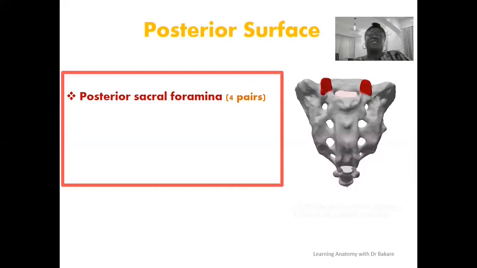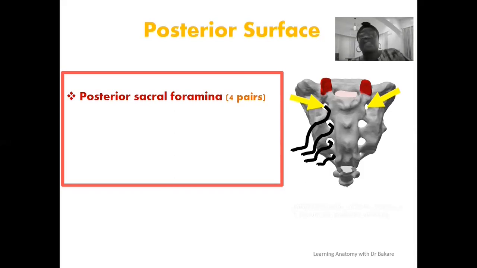On the posterior surface of the sacrum, we have 4 pairs of posterior sacral foramina, and this is what is seen to be arrowed here in yellow. We have 4 on one side, and we have another 4 on the other side. And this will allow for the passage of the posterior rami of the sacral spinal nerves from S1 to S4. So this is what is highlighted here in black. So we have the exit point of the posterior rami of the 1st to the 4th sacral spinal nerves exiting the sacrum through the posterior sacral foramina.